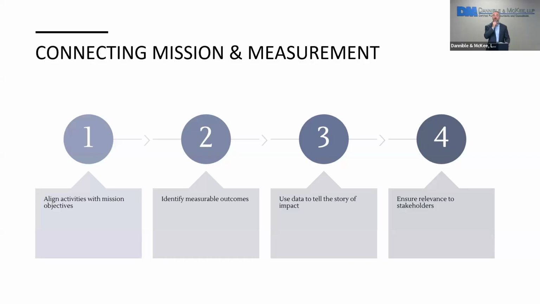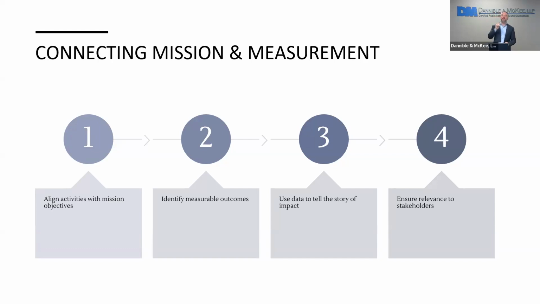Second, you want to identify measurable outcomes, which we'll get into, and a lot of this is going to be showing you examples of measurable outcomes and right-sizing those measurable outcomes, picking ones that really hone in on what you do, because sometimes people say, well, I don't serve individuals, I serve the whole community. Well, there are outcomes for that as well. And use data to tell the story of impact.